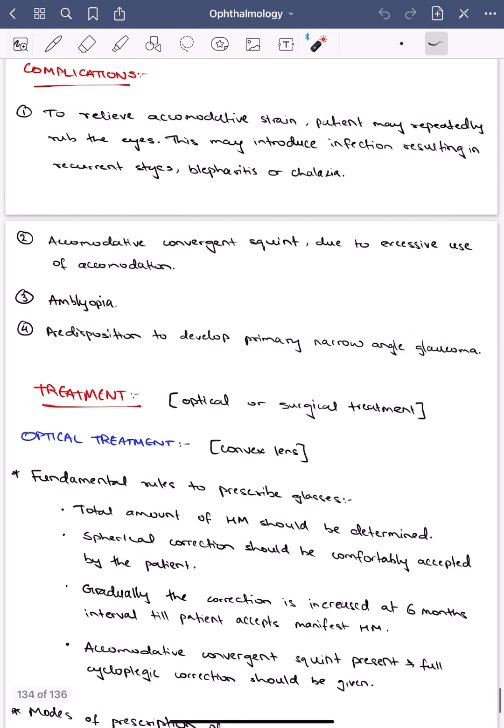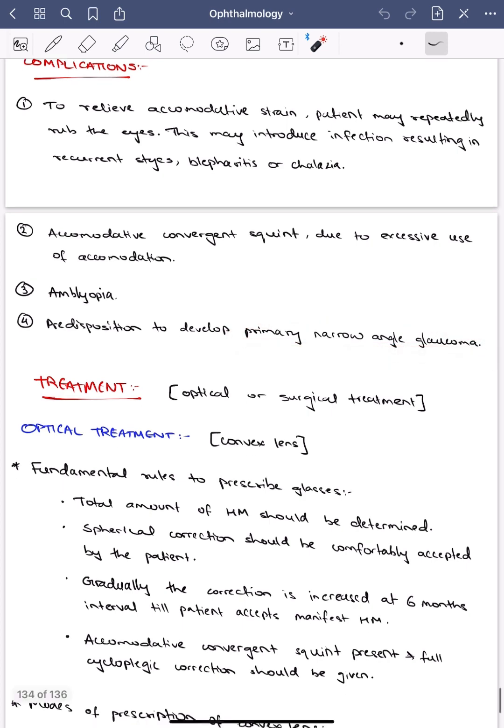So again, complications: to relieve the accommodative strain, the patient may repeatedly rub the eye, resulting in recurrent styes, blepharitis, and chalazia. Next, because of excessive use of accommodation, there may be an accommodative convergent squint. Third is amblyopia, and fourth is predisposition to develop primary narrow angle glaucoma due to the shallow anterior chamber.